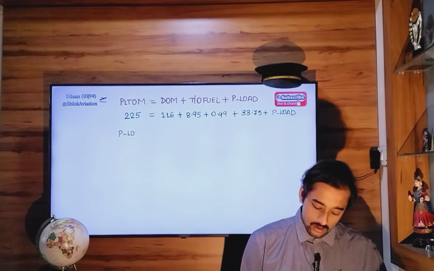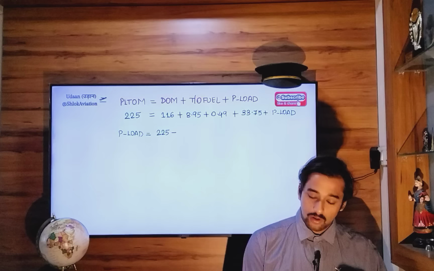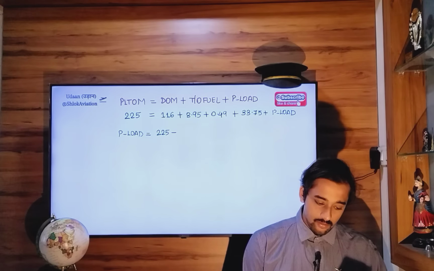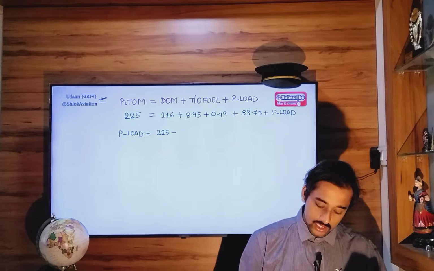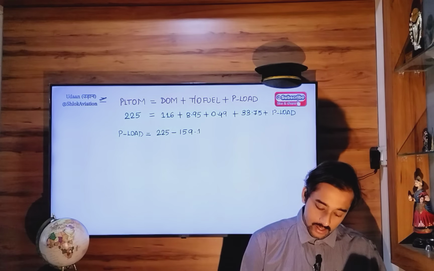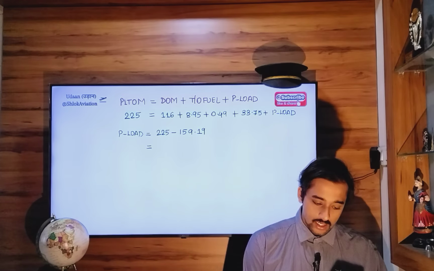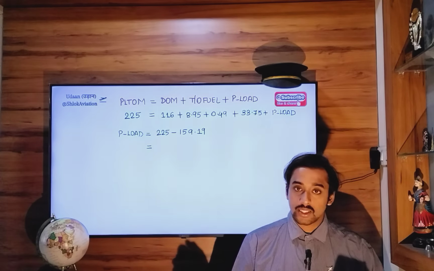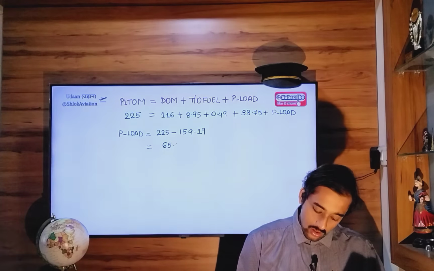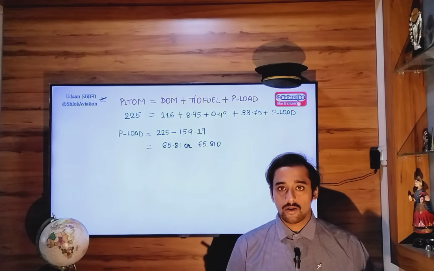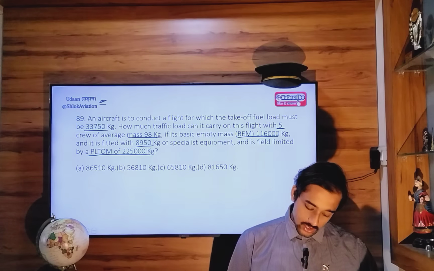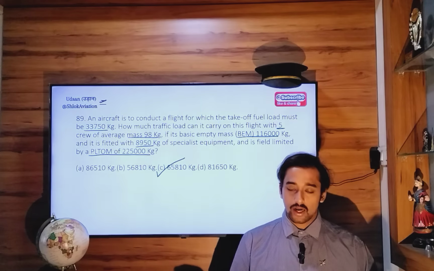Therefore, payload will be equal to 225 minus 116 plus 8.95 plus 0.49 plus 33.75, which is equal to 159.19. Now 225 minus 159.19 is 65.81, or 65,810 pound. So the correct answer will be option 4.